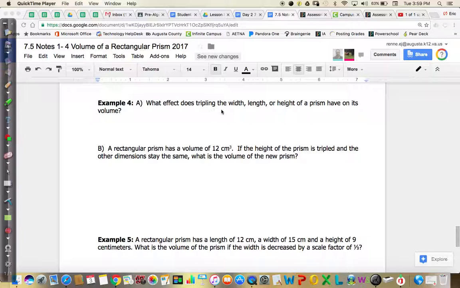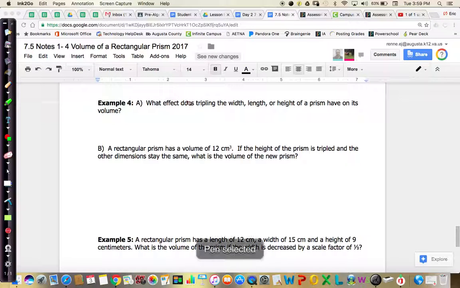It says, what effect does tripling the width, length, or height of a prism have on its volume? So if you remember from the previous 2 days, we learned that if you change one attribute, it will have the same effect on the volume. For example, if you double just the length, then it will double the volume. Or if you take half of the length, then it will cut the volume in half.